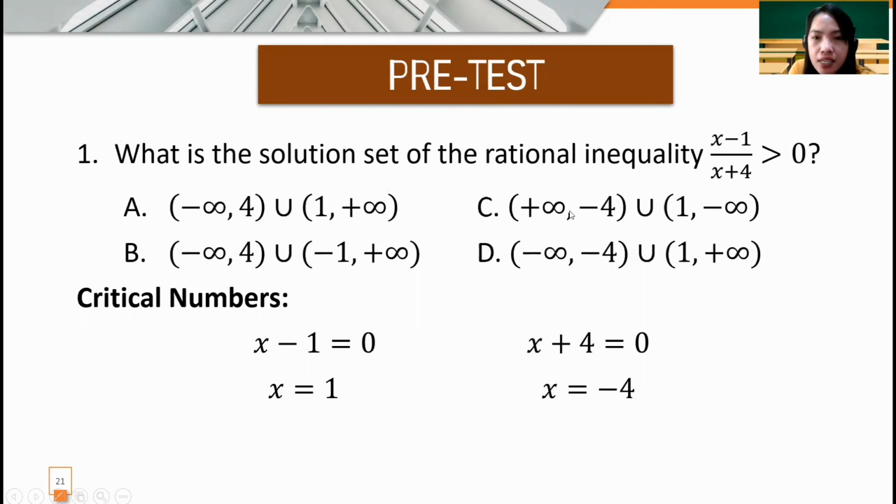Pipili na lang tayo sa C saka D. Sa C, nagsimula siya sa positive infinity. Mali yung format na nito. So ang sagot ay letter D. Ang letter D from negative infinity to negative 4, that's correct. And then 1 to positive infinity.